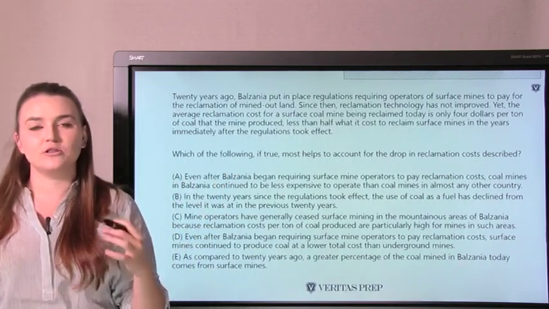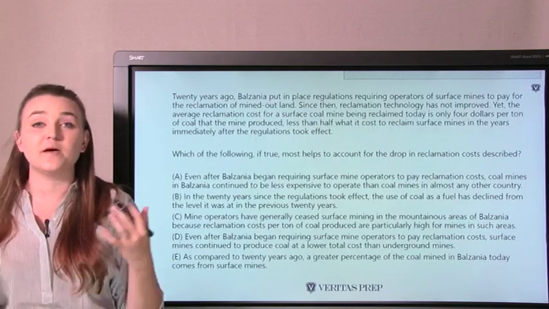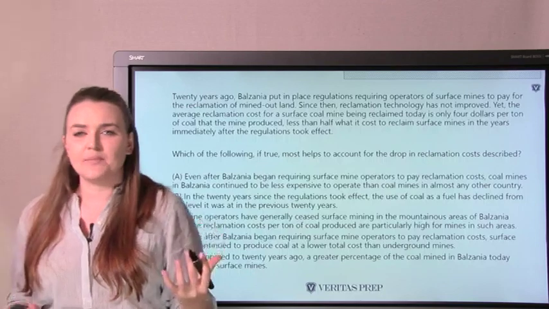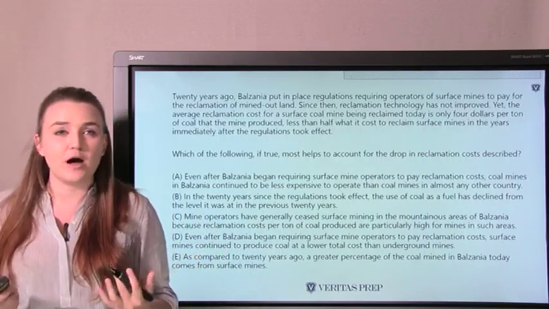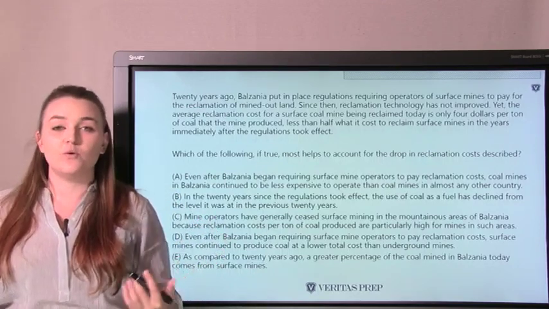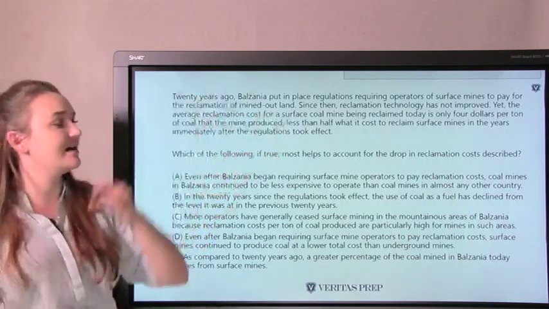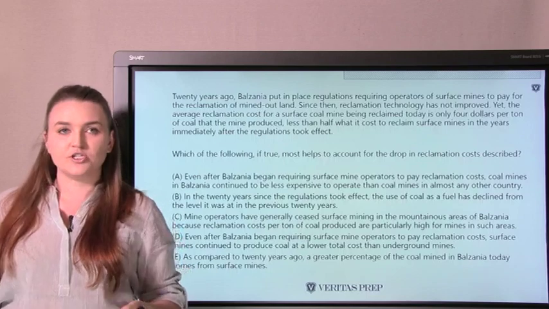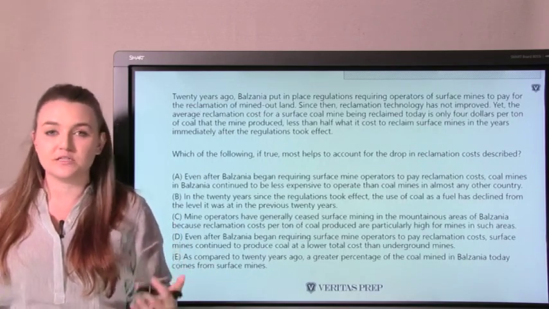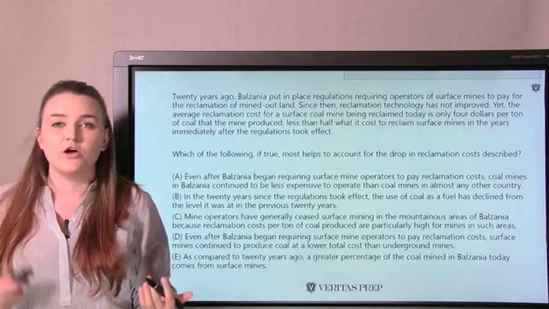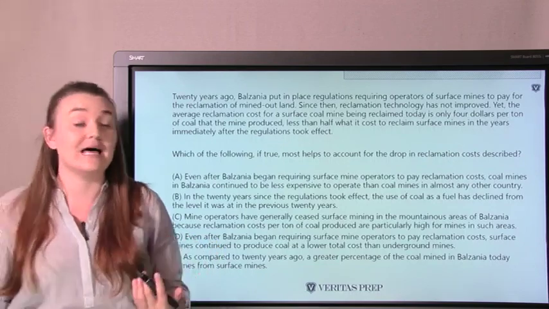So we want to look out for this disparity, this paradox of information, where we have a drop in reclamation costs, but the primary consideration that would probably first come to mind to explain that drop isn't the case. We haven't had any sort of improvement in technology. So we want something that allows these two pieces of information to make sense. We've got no improvement in technology, however, reclamation costs have declined.